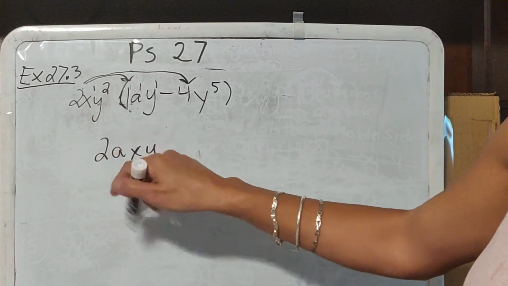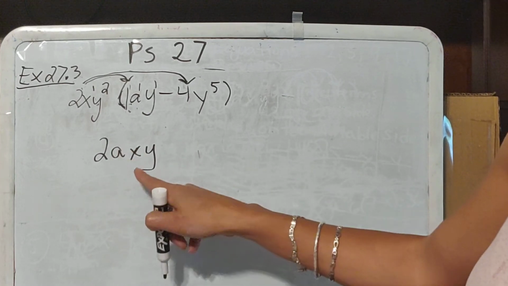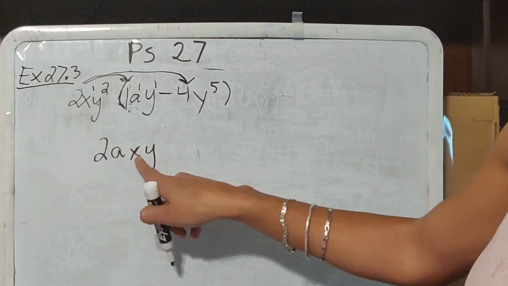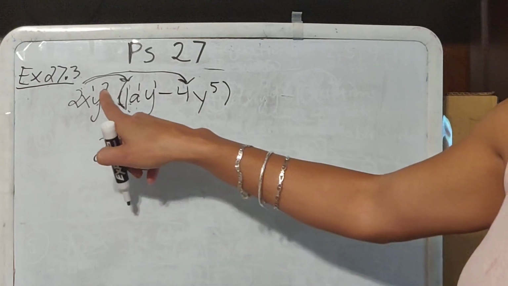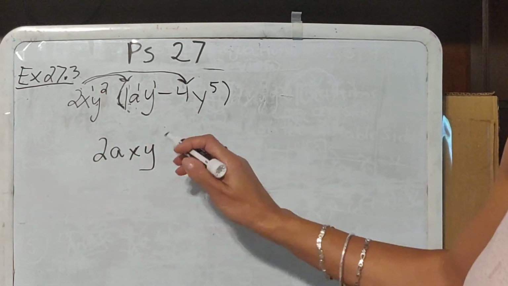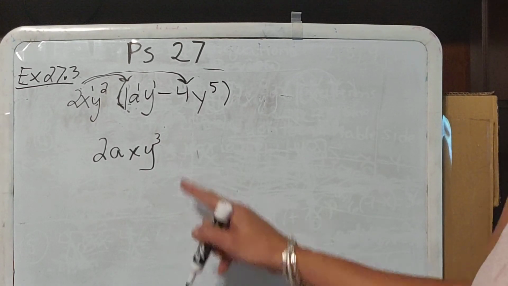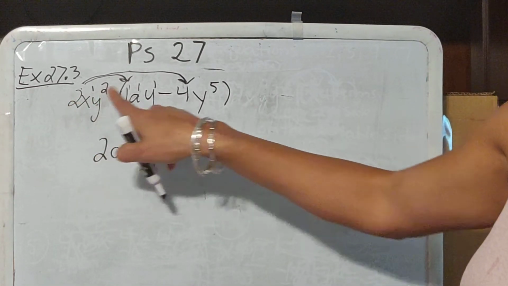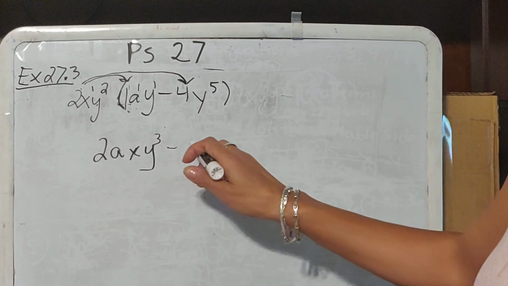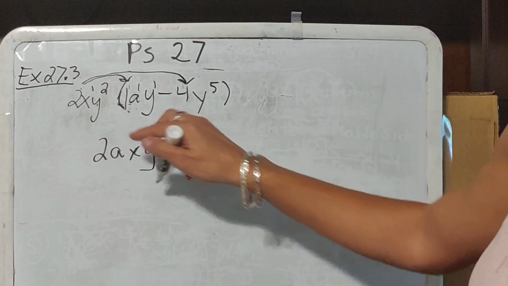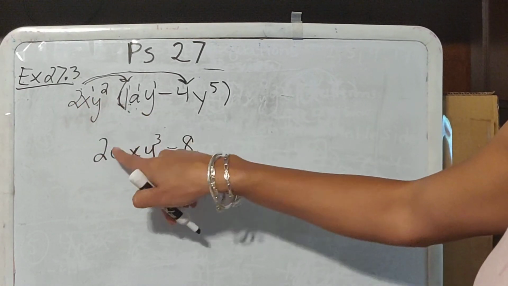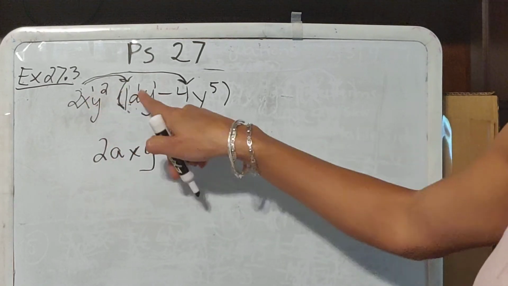I'm going to count how many a's I have. There is 1. I don't need a 1 here because it wouldn't be simplified. There's 1x. Again, I don't need a 1. But I have 2 plus 1 is 3 y's. That's your first term. I'm then going to multiply the 2 to the negative 4, and I'm going to get negative 8.